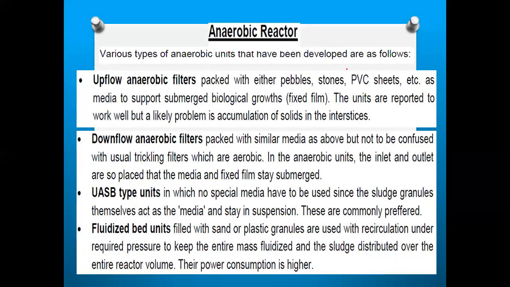Next, coming to the anaerobic reactors. Various types of anaerobic units have been developed in this secondary treatment process. So whenever you get a question like what are the various types of anaerobic reactors, these are the various types. The first one is upflow anaerobic filters.